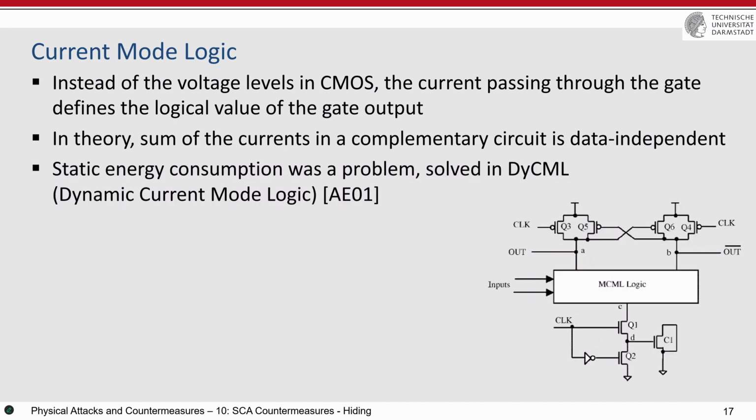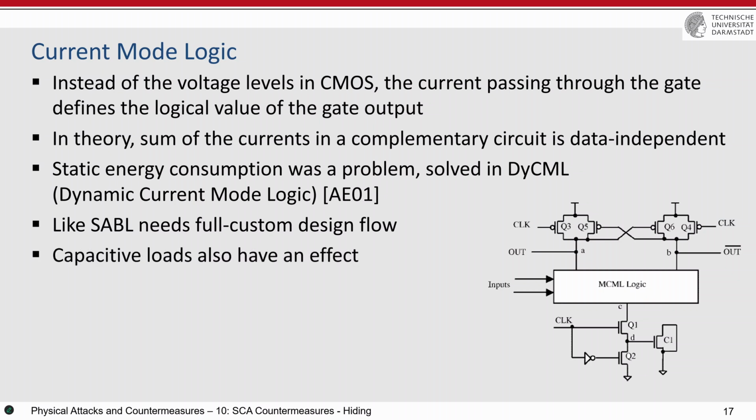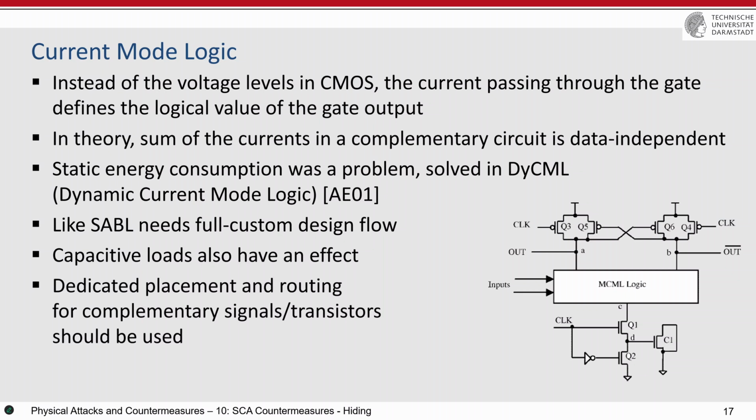Of course, it consumes very much energy, but then similar to what I have explained before, yeah? That the amount of current always is passing through the circuit, then the current consumption is very high, then dynamic CML, dynamic current mode logic, is introduced, which is also controlled by the clock. Yeah? Means that if you see there is a clock connected to this MCML, the current mode logic circuit. But then similar to SABL, it needs full custom design flow. And there are problems, of course, with the complementary wires. And then you need dedicated placement and routing for the transistor and for complementary signals and also complementary transistors.